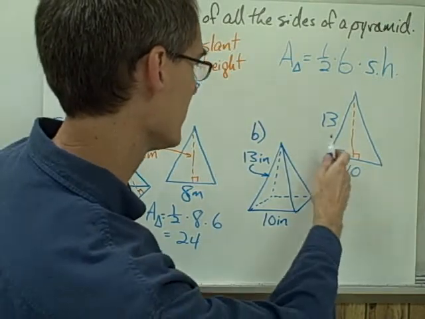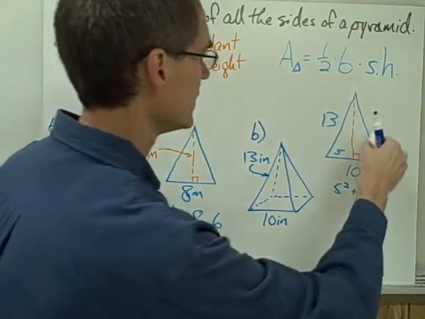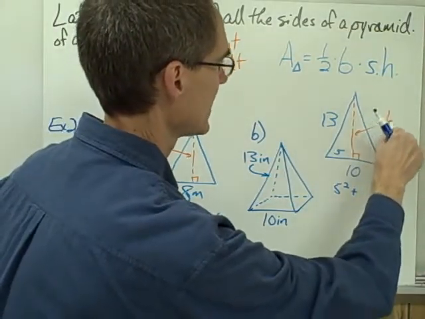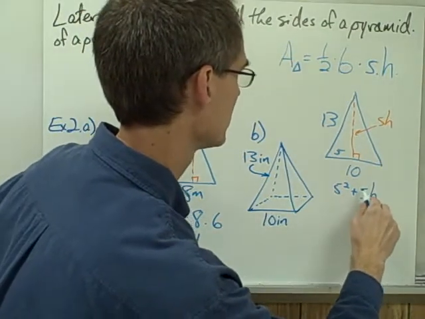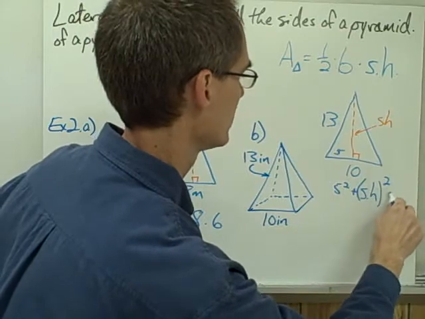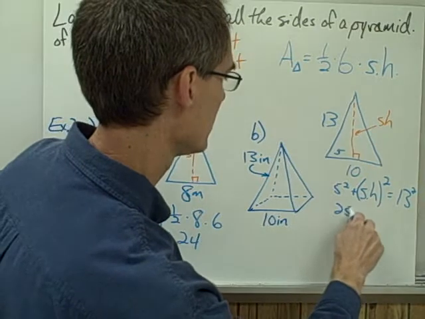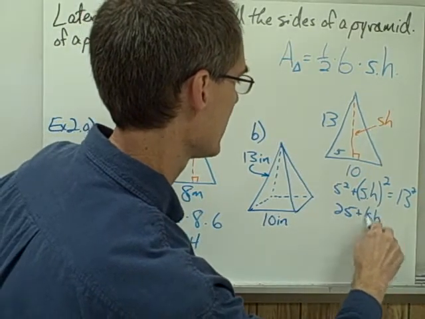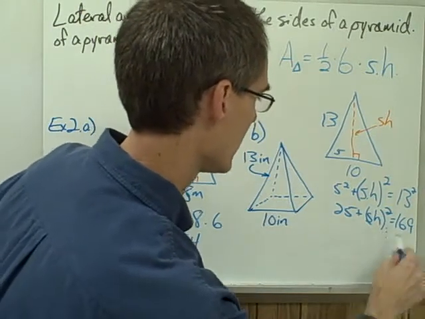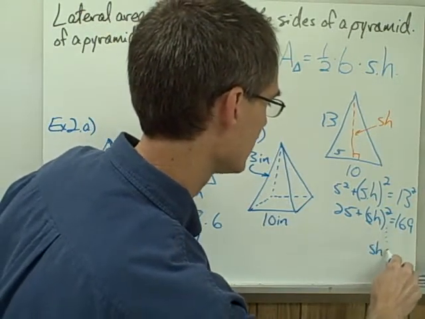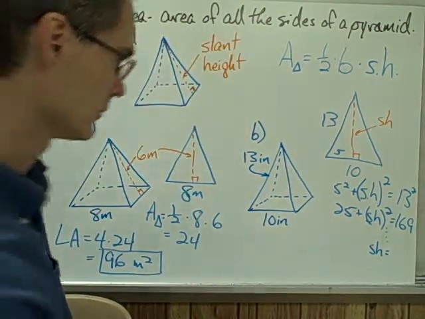So let's see, my Pythagorean theorem, I'm going to say 5 squared plus, call this my slant height, 5 squared plus slant height squared equals 13 squared. So that's going to be 25 plus slant height squared equals 169. And if I do that arithmetic, then I get my slant height is equal to 12.